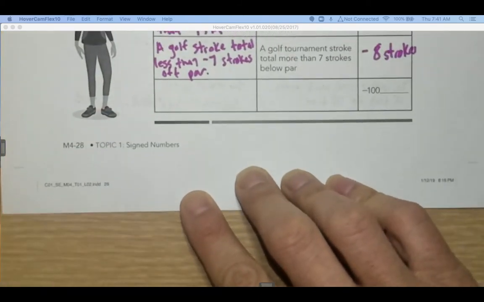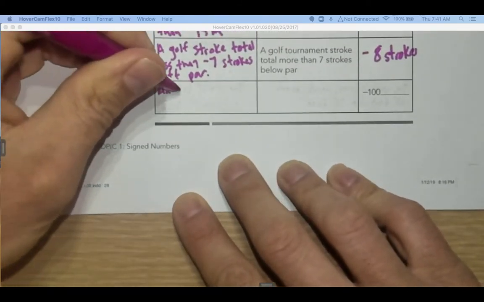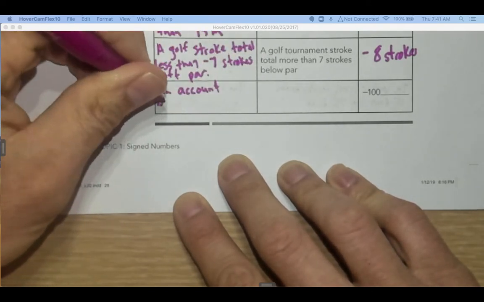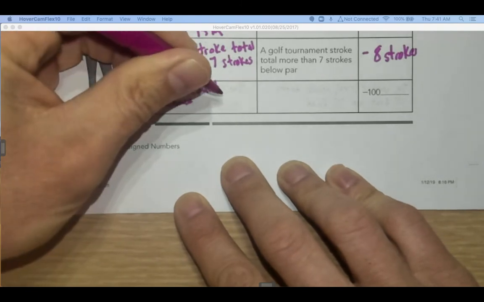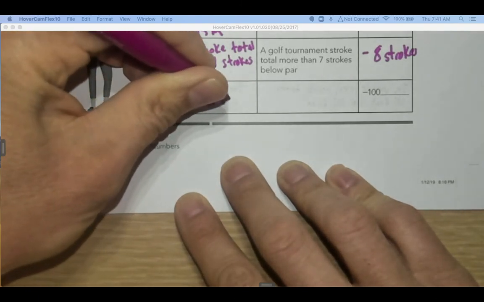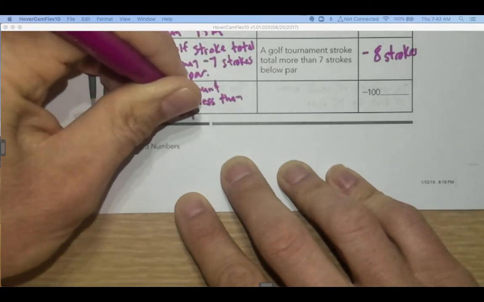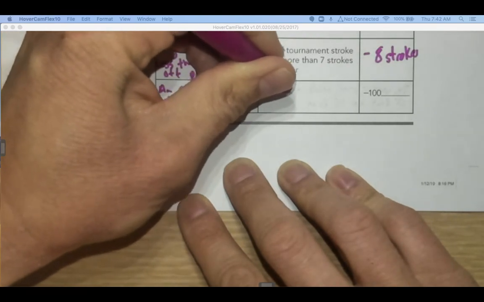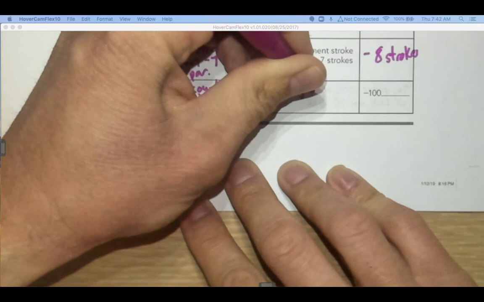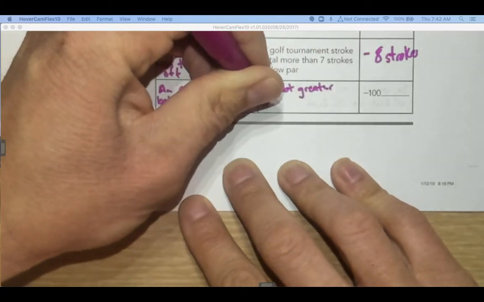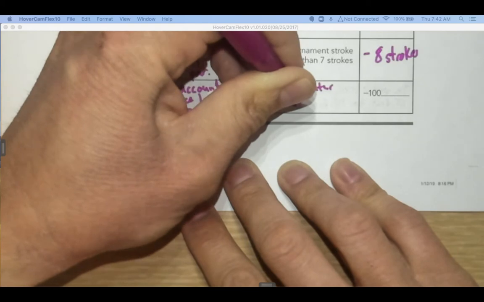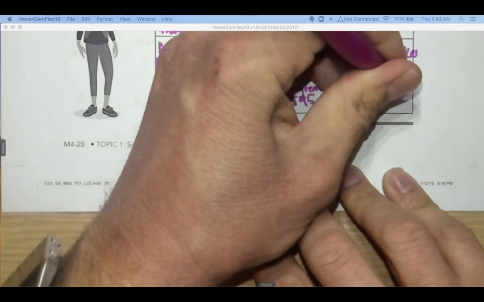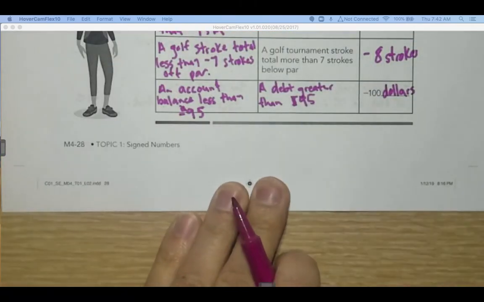All right. Last but not least, an account balance less than negative $95, a debt greater than $95. And so if I had negative $100, that would be a debt that was greater than $95.